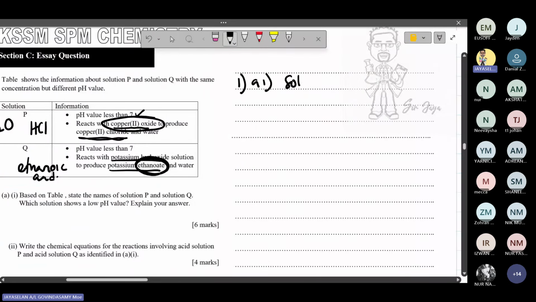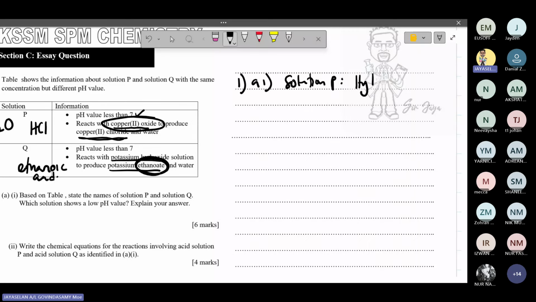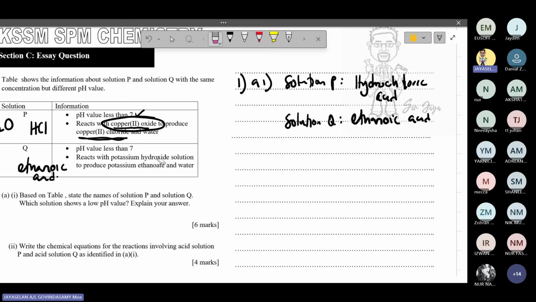So I go for this question, question 1A1. I put here solution P. Solution P is what solution? I put hydrochloric acid. Then I go for solution Q. Solution Q is known as ethanoic acid. Dia dah letak ethanoic, right? So ethanoic acid reacts with potassium hydroxide, you will get potassium ethanoate plus water. So I already score 2 marks.